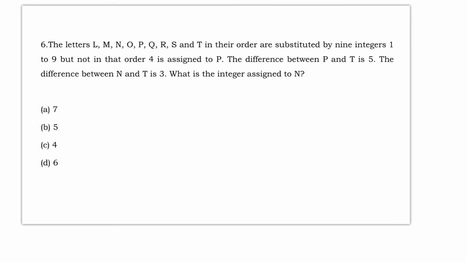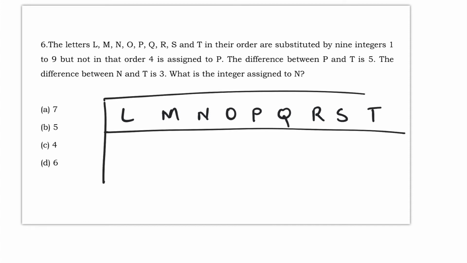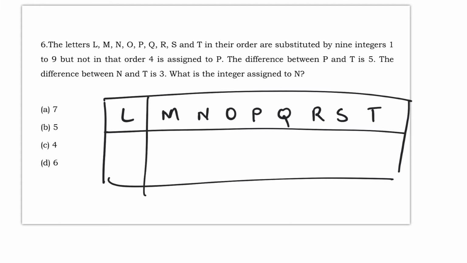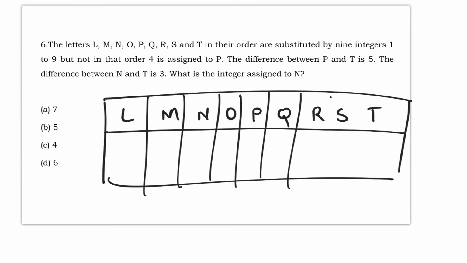The letters L, M, N, O, P, Q, R, S and T in their order are substituted by 9 integers, 1 to 9, but not in that order. 4 is assigned to P here, okay. So P means actually 4.